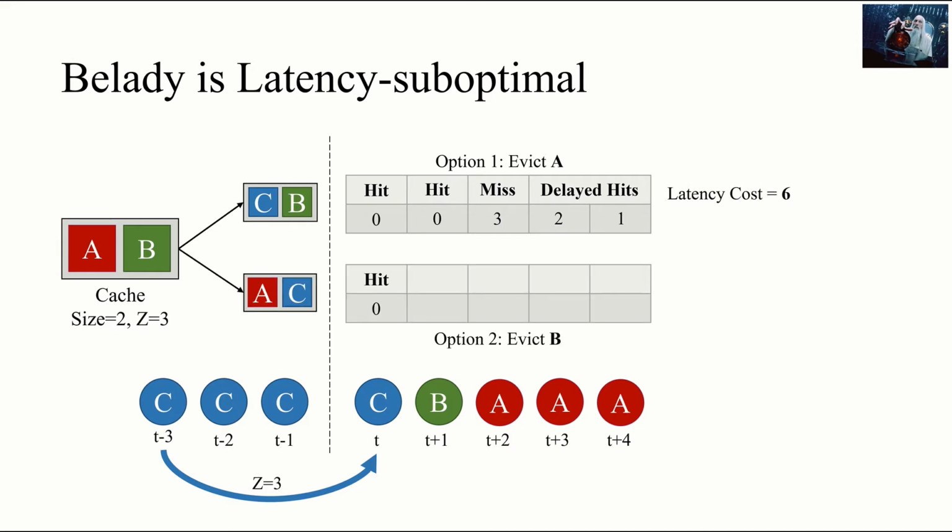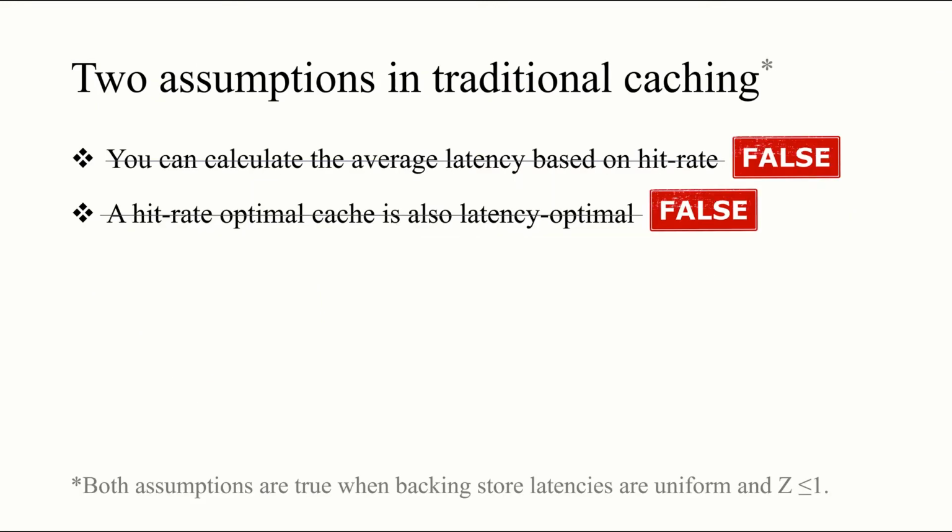Instead, if we had chosen to evict B, the request for B at time t plus 1 would have incurred a cache miss, but the subsequent accesses to A would have all been hits, resulting in a latency cost of 3. As you might have guessed, Belady chooses the first option, resulting in a worse overall schedule. So it turns out that a hit rate optimal algorithm isn't latency optimal either.